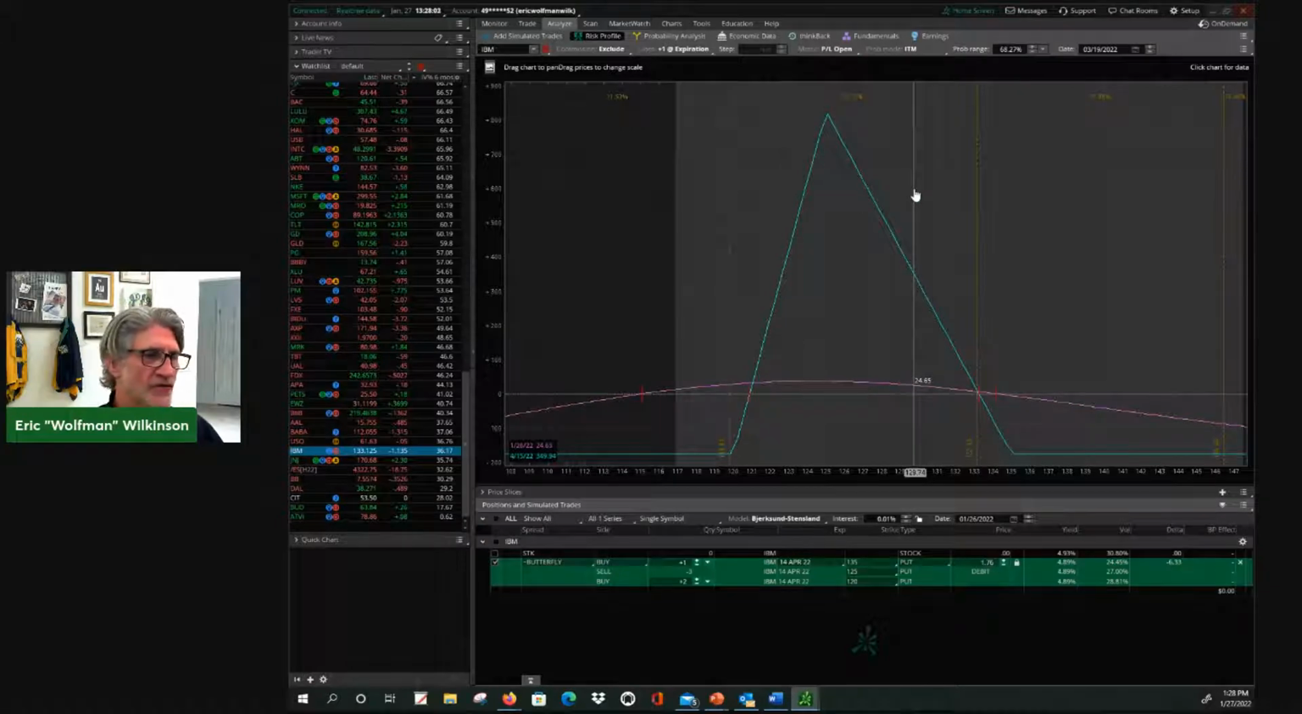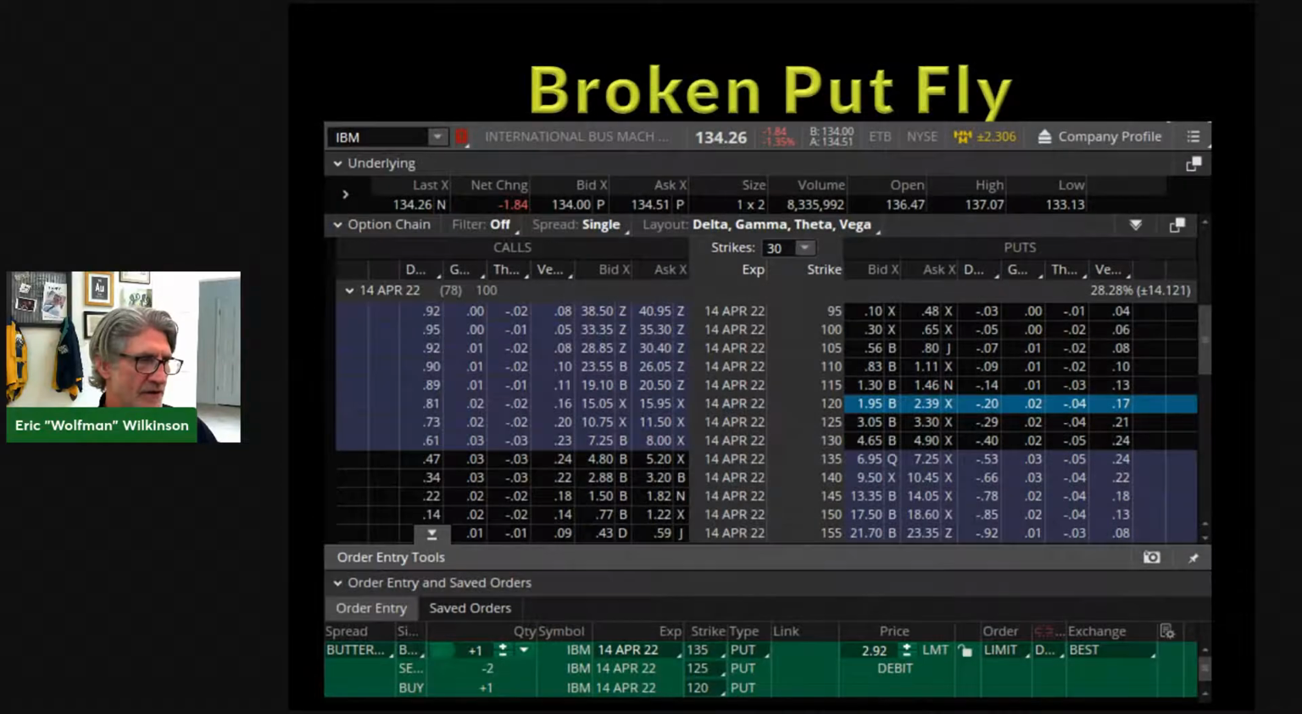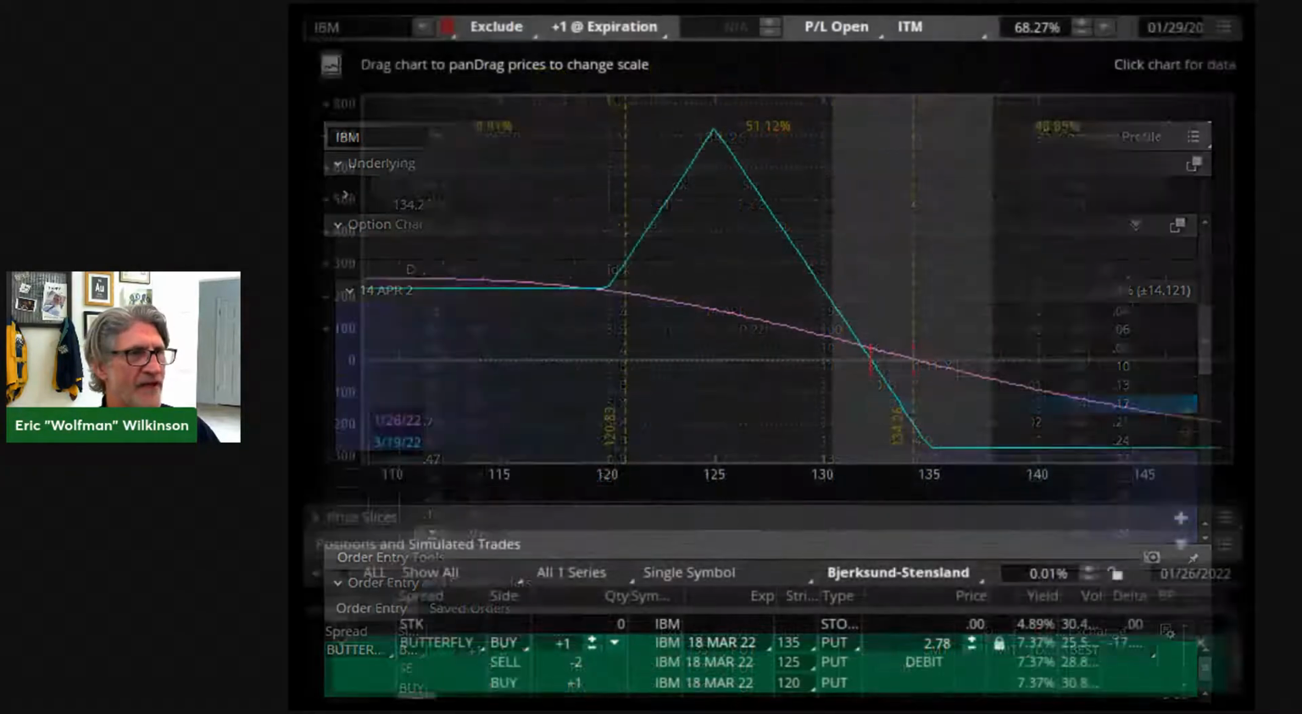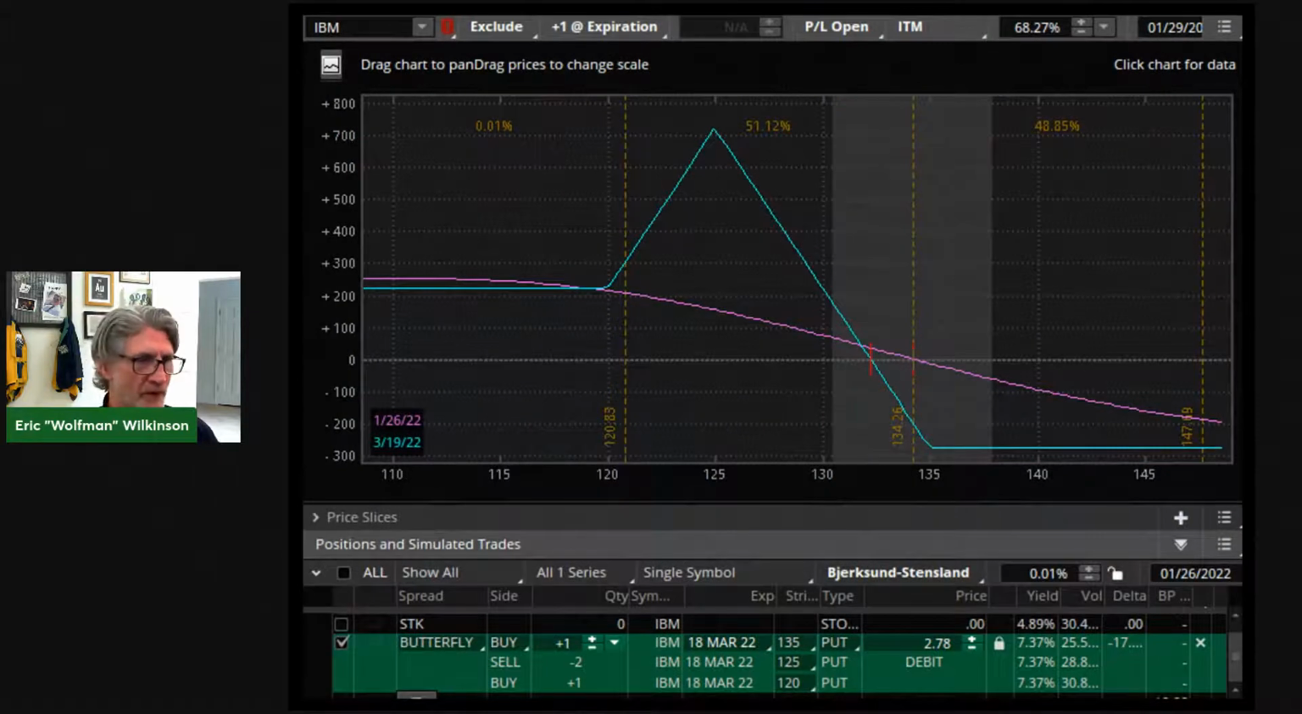All right, so start out with that broken wing, and then you layer on the other trade. So this is our broken wing put butterfly. This is what the broken wing put butterfly looks like, right? We added that short embedded call spread in there, which gave us no risk to the downside. All right, we would be profitable to the downside. And then we've got limited risk to the upside there. That's with the broken wing put butterfly.